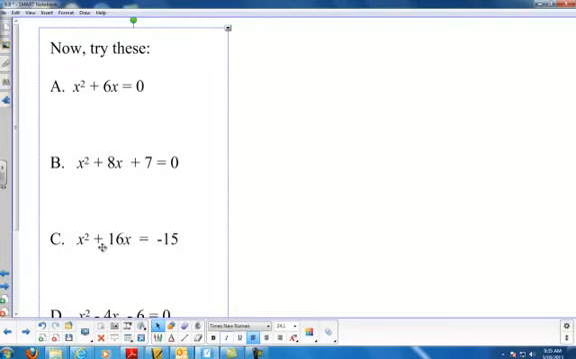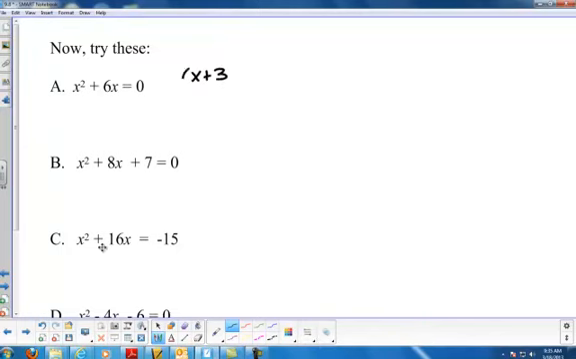So let's try a couple with the completing the square method. So this means I'm going to have x plus 3 squared, because that number is always half of b. So I'm going to need to add 9 to both sides, because I need to square that number. Half of b squared is what this is, the 9. So this factors into x plus 3 squared equaling 9.